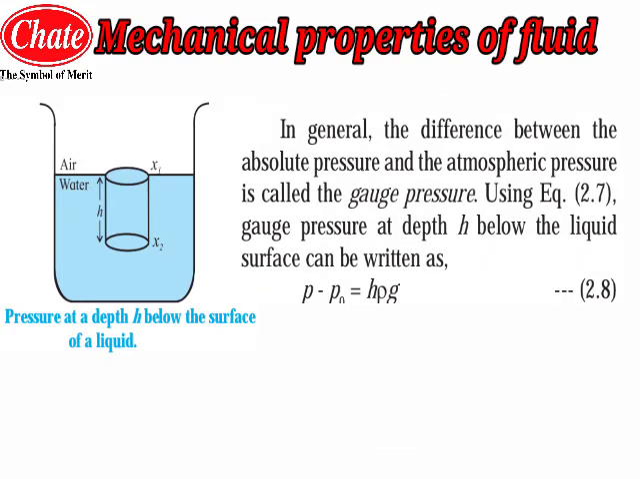Now in general we can say that the difference between the absolute pressure and the atmospheric pressure is called the gauge pressure. By rearranging the above expression, we can state that the difference between the absolute pressure and the atmospheric pressure is called the gauge pressure. Now the gauge pressure at depth h below the liquid surface is given as P minus P0 is equal to rho hg. So this is the gauge pressure that we have obtained by making some rearrangement in the derived equation.